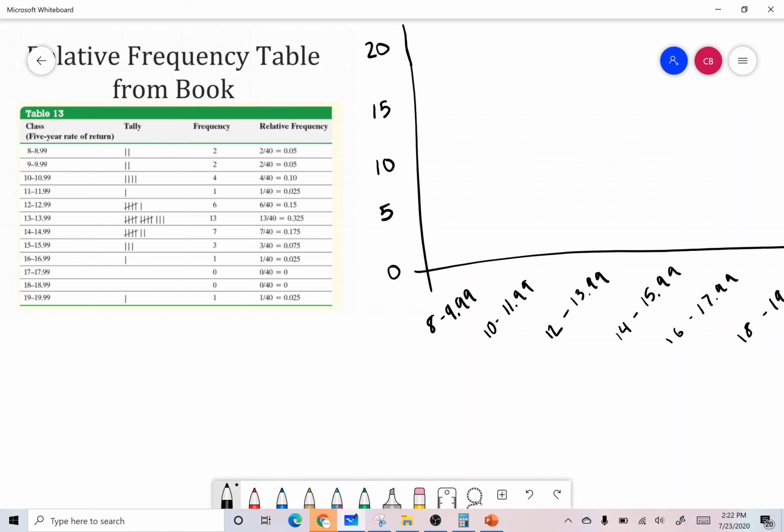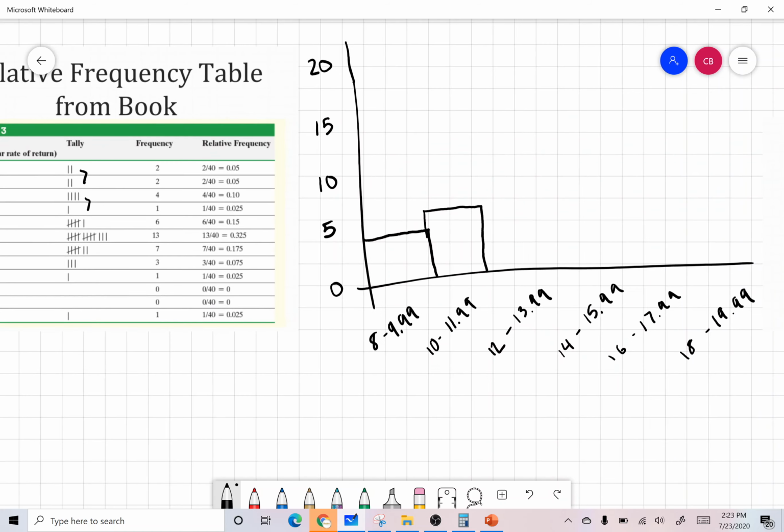So notice here they're doing 8 to 8.99 and 9 to 9.99 separately. Obviously that's because their width is 1. Our width is 2, so we're going to end up doing these two together. So that means we're at 4. So we draw this at 4. For the next one, 10 to 11.99, that's 5. So we can just go right ahead and do that. Make sure the width is about the same. We're just trying to be consistent here.